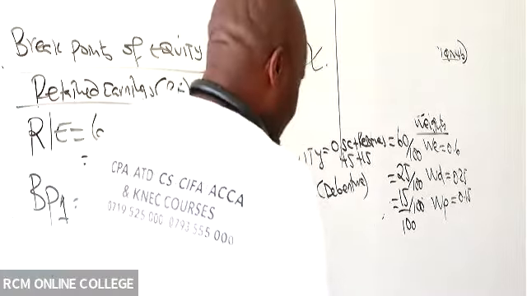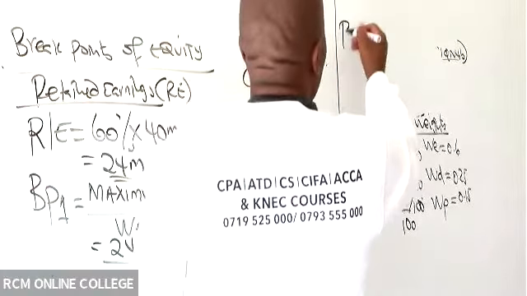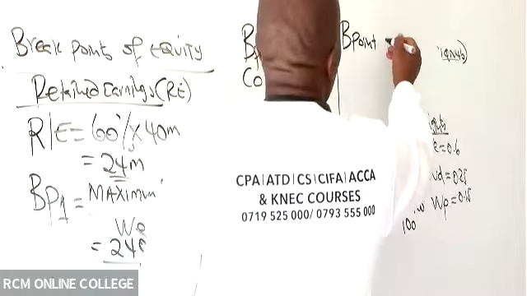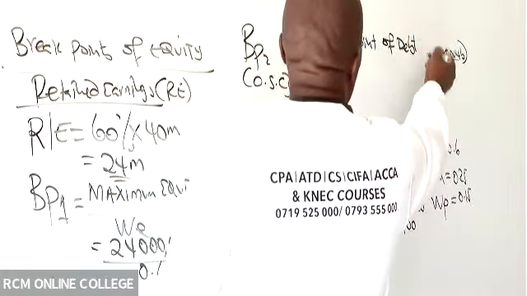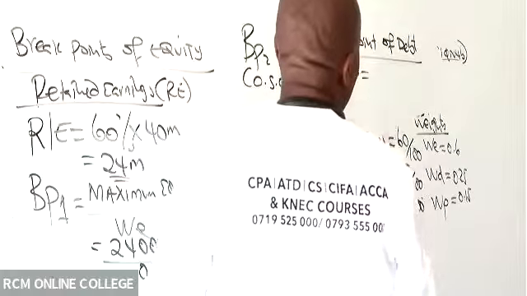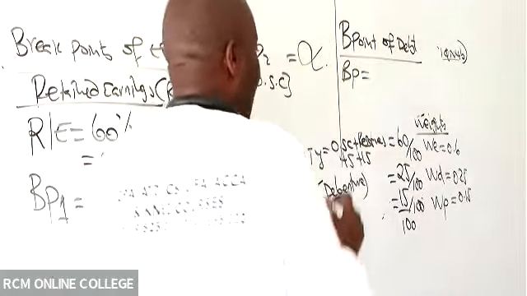So go ahead and give us the breakpoint of debt. You write the formula first. So breakpoint of debt, it will be maximum debt amount.